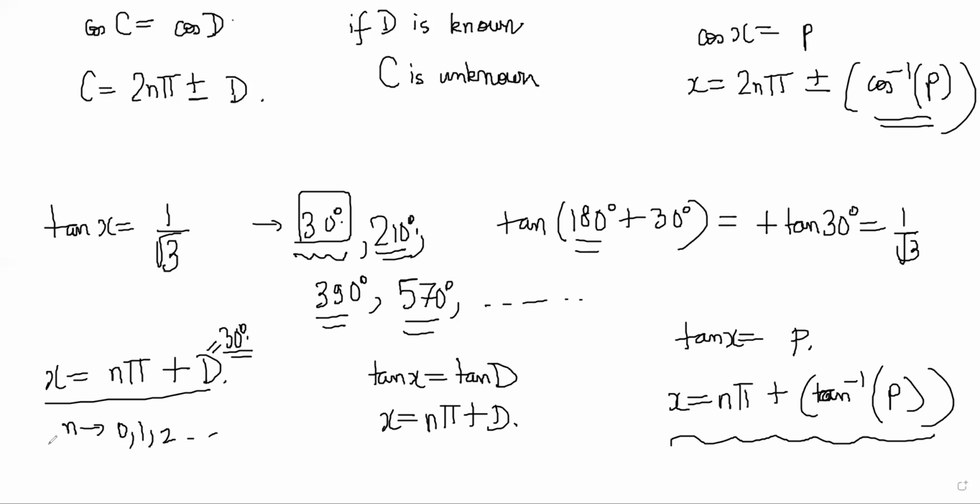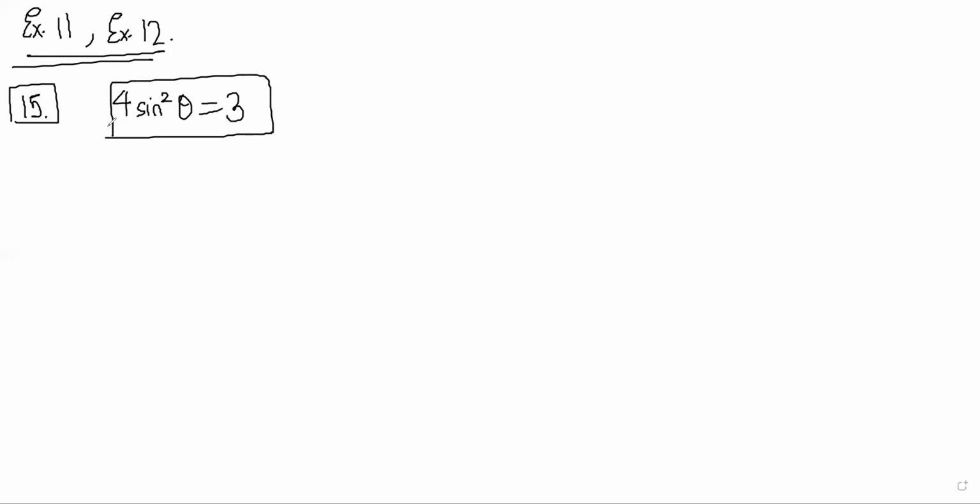Let's look at some questions right now. We have to do now in this one exercise 11 and exercise 12. Okay, so let's look at some questions from these two exercises. Exercise 11, let's look at question number, say, 15. Question number 15 in exercise 11. So that is 4 sine square theta is equal to 3. The question is asking you to find out the general values of theta. All possible general values of theta.